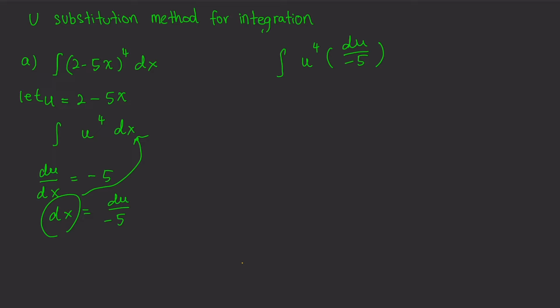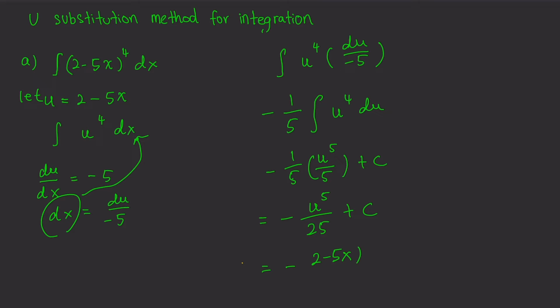So negative 5 we can put in front, so negative 1 over 5 times u to the power of 4 du. So u to the power of 4, we can integrate simply: u to the power of 5 divided by 5 and then plus c. So the answer will be negative u to the power of 5 divided by 25 plus c. And then we put the original expression, which was 2 minus 5x, to the power of 5 divided by 25 plus c. So this is the answer.